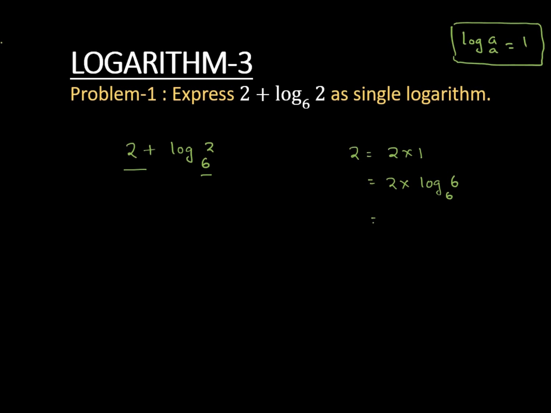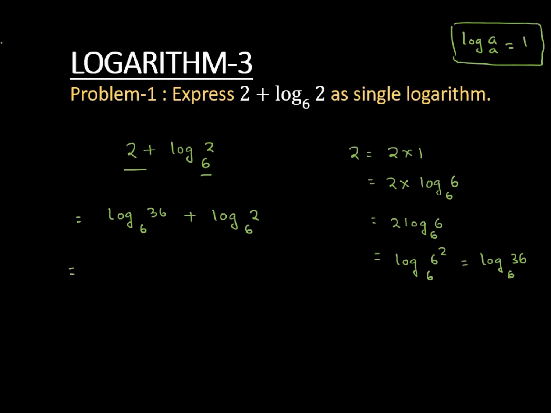So we can write this as 2 log 6 base 6 and this can be further written as log of 6 square base 6. That gives you log of 36 base 6. Now we can replace 2 by log of 36 base 6. So let's write it here, log of 36 base 6 plus log of 2 base 6.